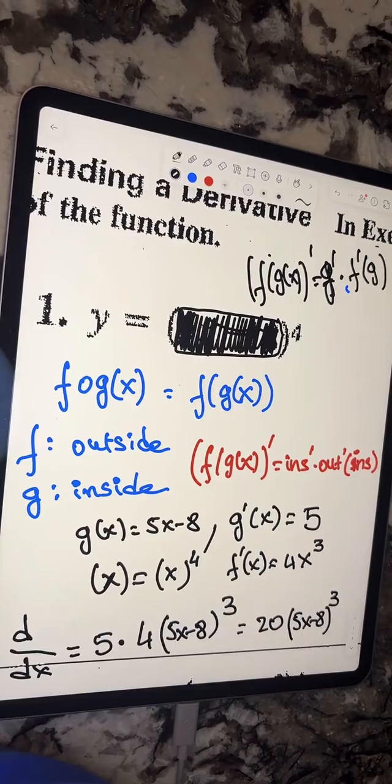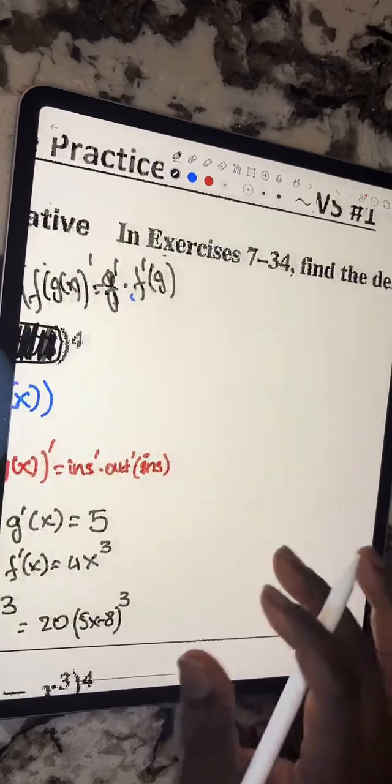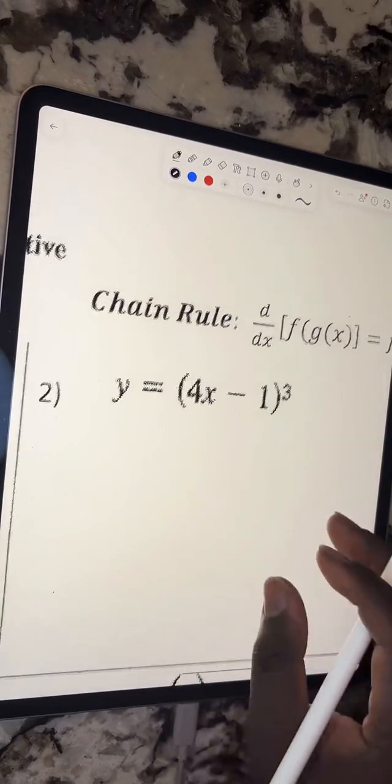Okay? You didn't really understand? Okay. We're going to look at one more. Don't worry. I'm here. I'm glad you're raising your concern. All right. Let's look at another one. Let's try to understand this.